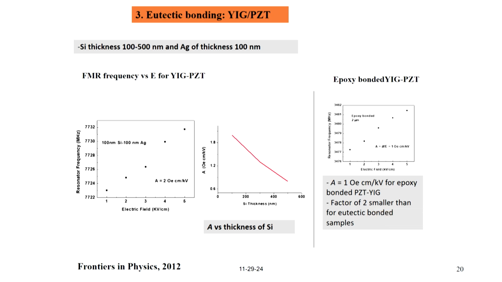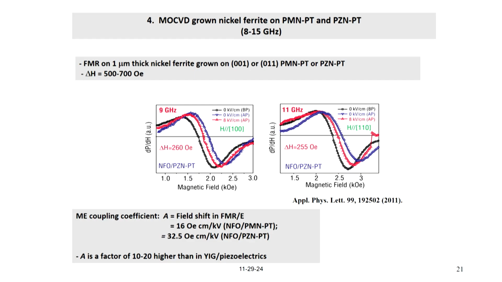So, this case was where we used eutectic bonding to make the bilayer of YIG and PZT. The idea is to compare what happens when you use a bilayer formed with epoxy versus eutectic bonding, and we found that it is not any better than the epoxy bonding. So, why take all the pain to make the bilayer by eutectic bonding? There is no reason to.